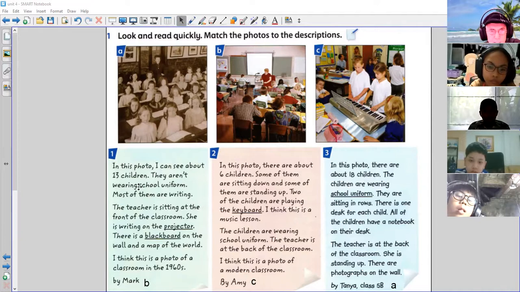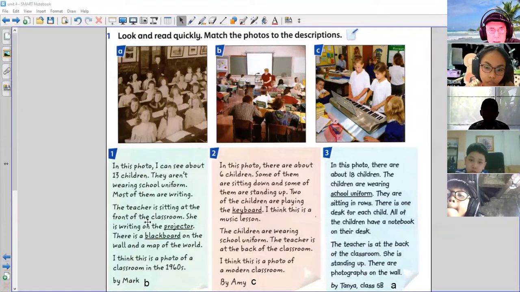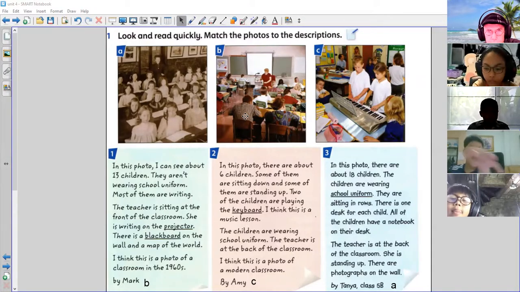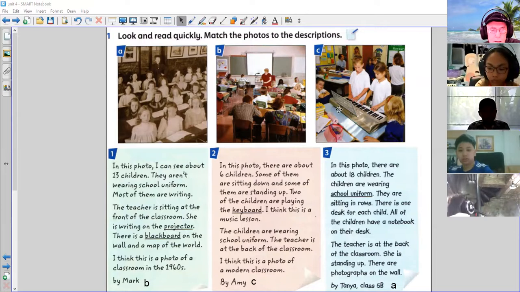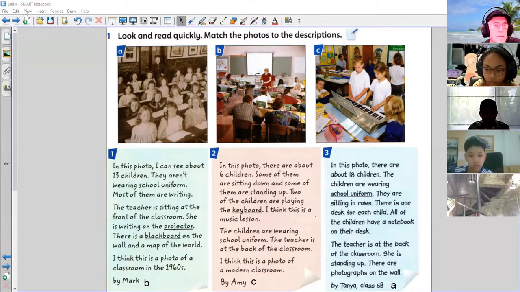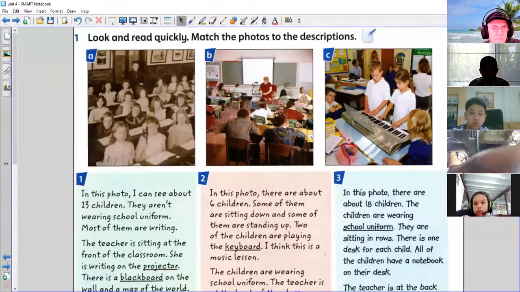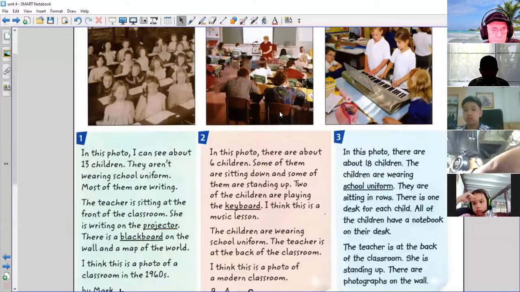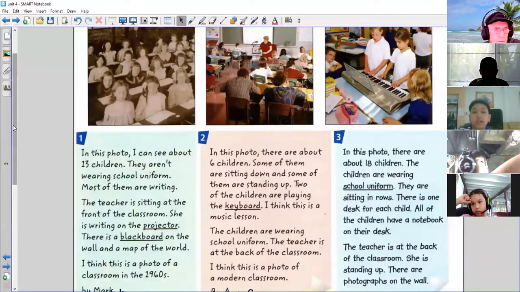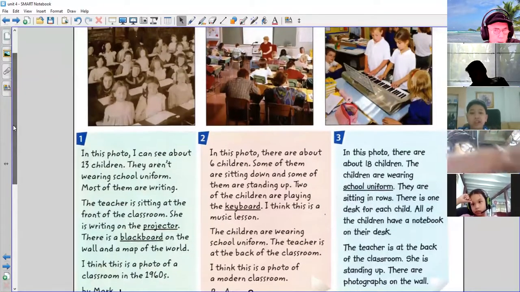All right, so this writing is a description saying what the photo or the picture looks like. Right. So let's have a read of number one.